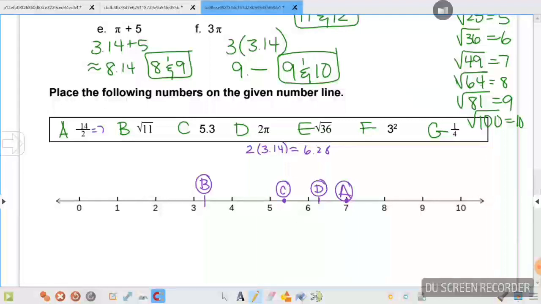E, the square root of 36 is 6. So E is going to go on 6. F, 3 squared is 9. And then last but not least, G, 1/4. 1/2 is about right there, so 1/4 is about right here, which would give me G.